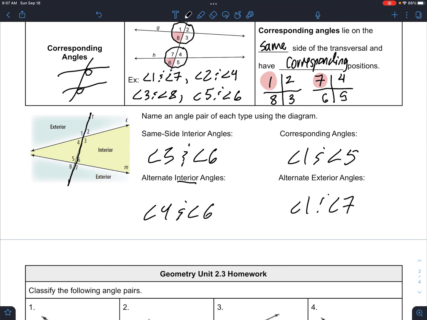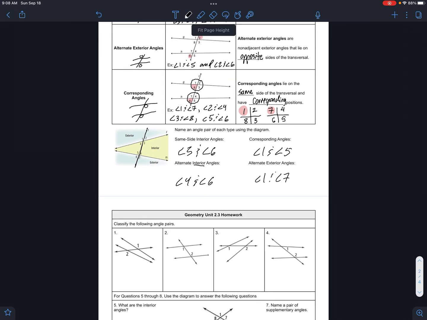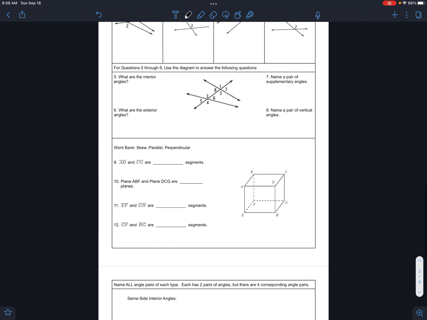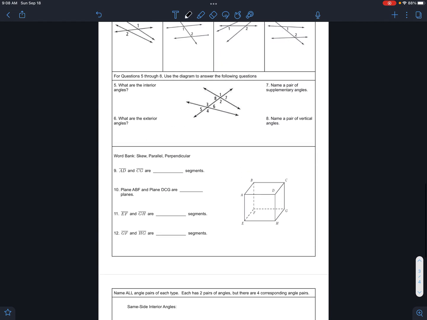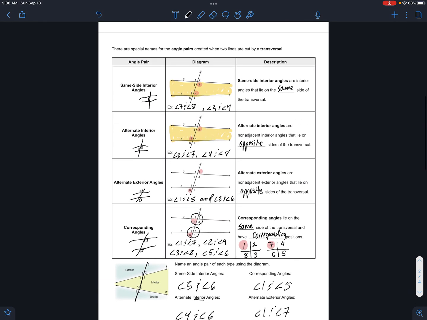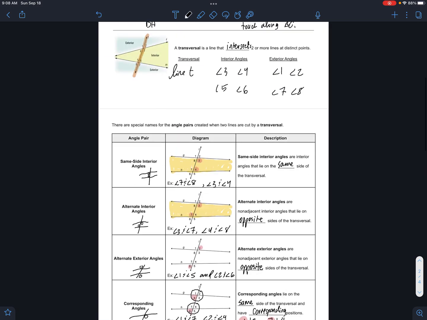Okay, so we'll work more with these angle pairs next time. So go ahead and try out the homework. A lot of it's just repetition so that you get practice with these angle pair names.